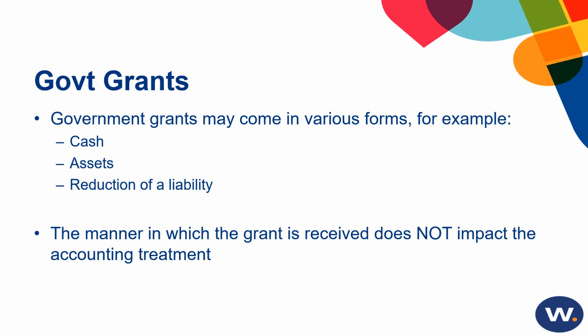Government grants do not necessarily only take the form of cash. These may come in various forms. So the government may transfer cash directly to an entity. They may offer assets, non-monetary assets, to an entity. Examples of these could be land or buildings or machinery. Or they could elect to reduce the liability of an entity, meaning the entity could owe government a certain amount, and government indicates that they will waive this loan or a portion thereof if certain conditions are met.